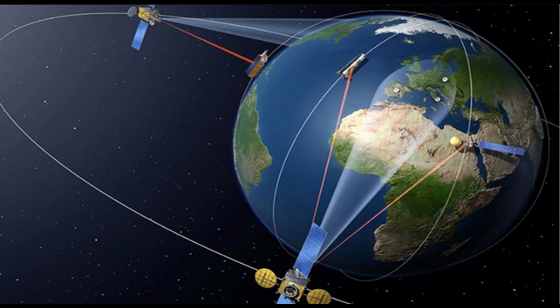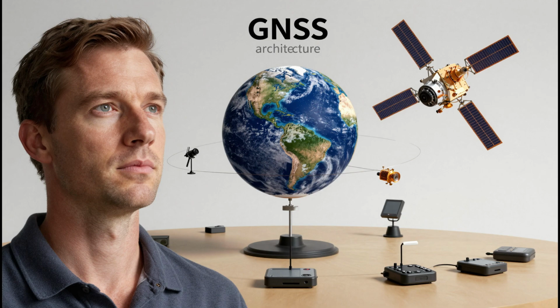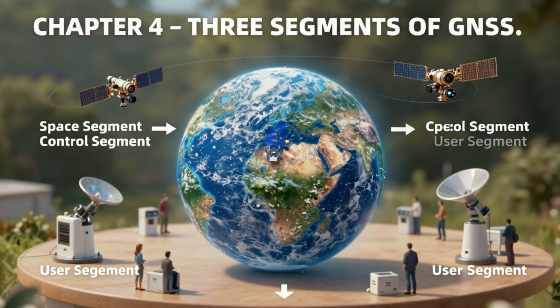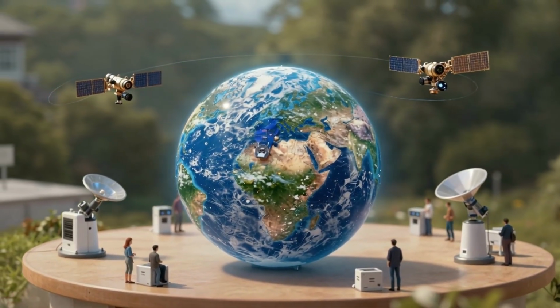Chapter 4. The three segments of GNSS. Every GNSS system consists of three major components. These are the space segment, the control segment, and the user segment. Together they form the complete satellite navigation infrastructure.